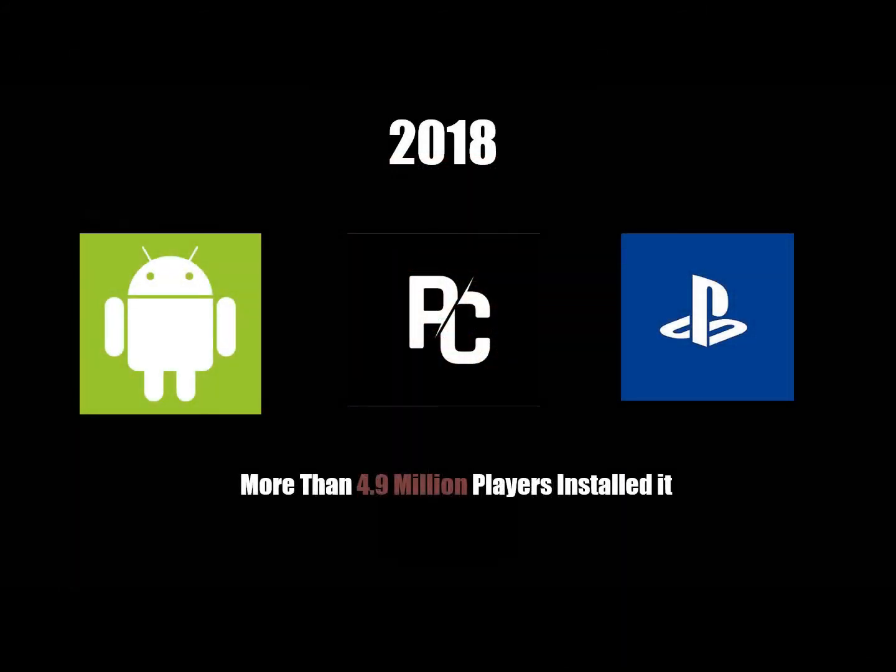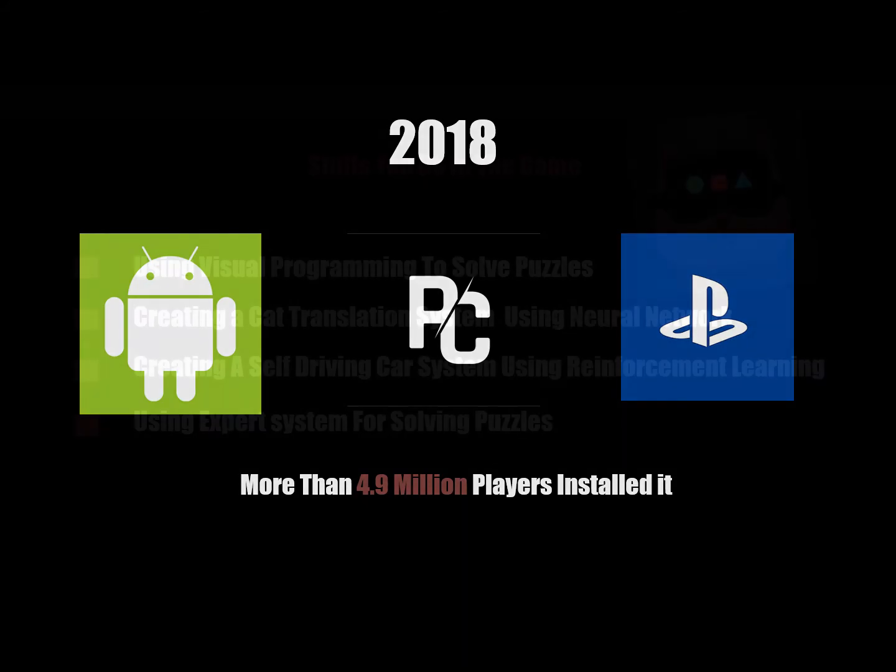Wild to Learn was published in 2018 for various platforms such as mobile, PC, and also lately PS4, and more than 4.9 million players installed it. This is a huge number of installations or players for a game that was created by a few individuals. That's a great success for this game.